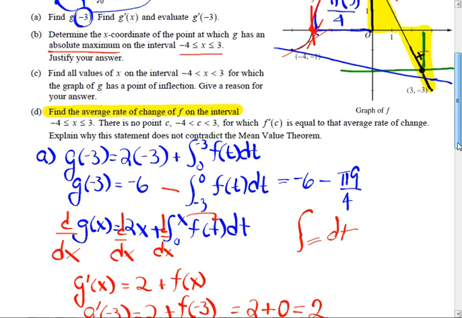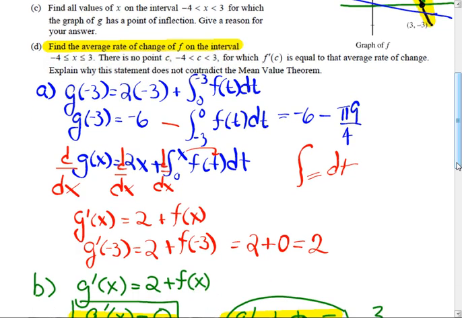And then it says, there's a statement here, and you might have to read this a couple times. Because first off, this is run into that. That's part of my problem. It says, there is no point C between -4 and 3 where the derivative, the instantaneous rate of change, is equal to the average rate of change. Do you remember that's the mean value theorem for derivatives? Explain why this statement does not contradict the mean value theorem.